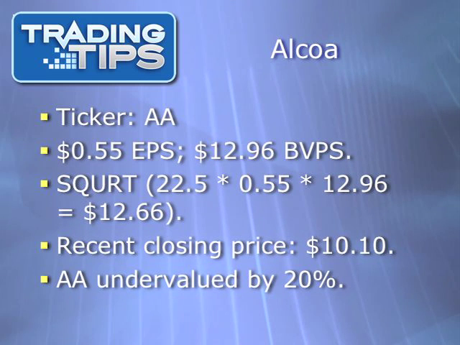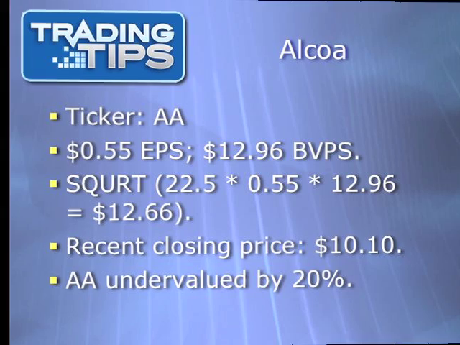Here's an example. Alcoa, ticker AA. Over the past 12 months, Alcoa has earned 55 cents per share. Its book value per share is $12.96. Doing the math, 22.5 times 0.55 times 12.96 equals 160.38. The square root of this is 12.66. Alcoa's most recent closing price was $10.10. This means the stock is undervalued by 20%. According to its Graham number, Alcoa should be trading at $12.66, not $10.10.